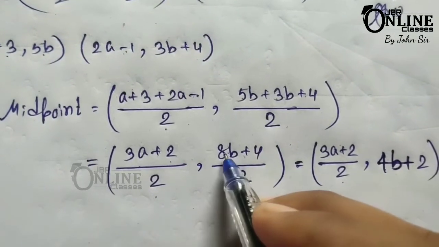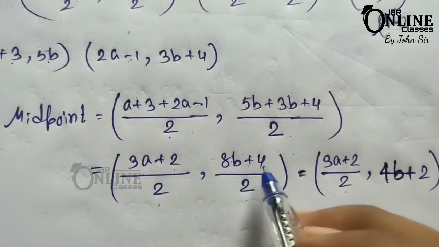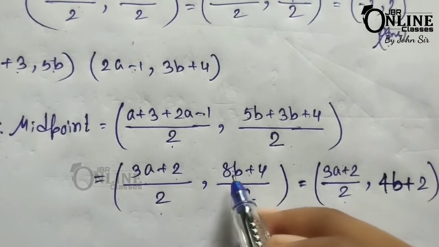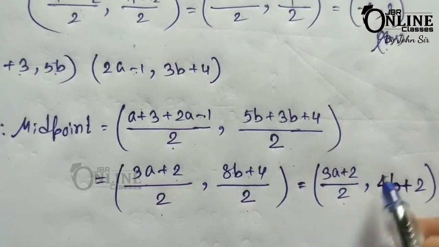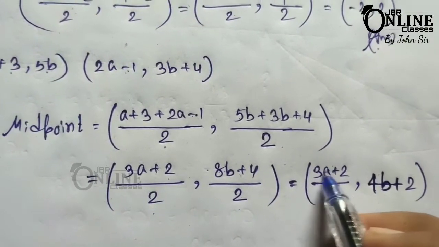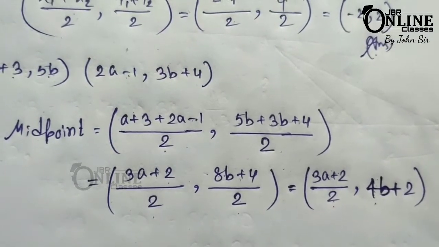So here (3a plus 2) by 2 will remain. And for the next one, if you take 2 common from the numerator, 4b plus 2 will remain, and the upper 2 and the lower 2 will be cancelled out. So the final answer is (3a plus 2) by 2, comma, 4b plus 2. Those are the coordinates of the midpoint.